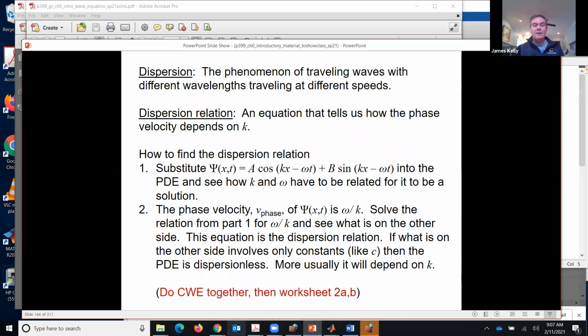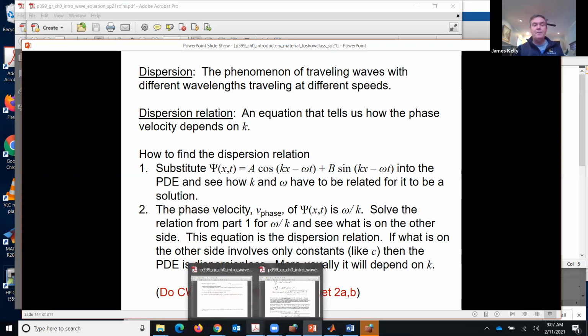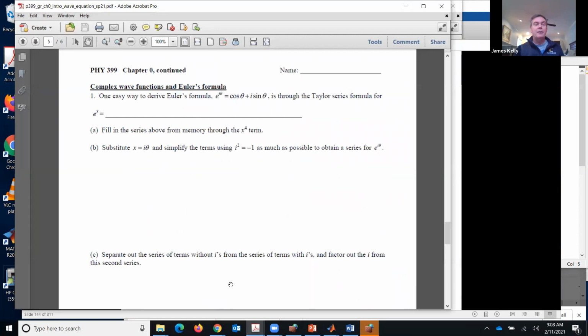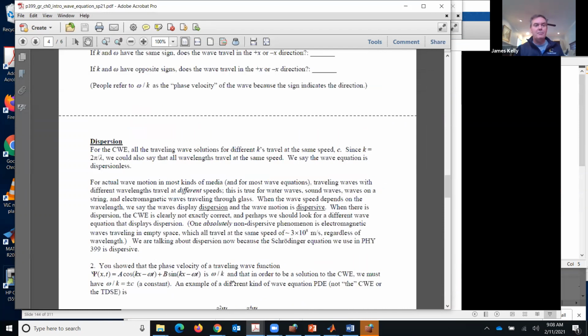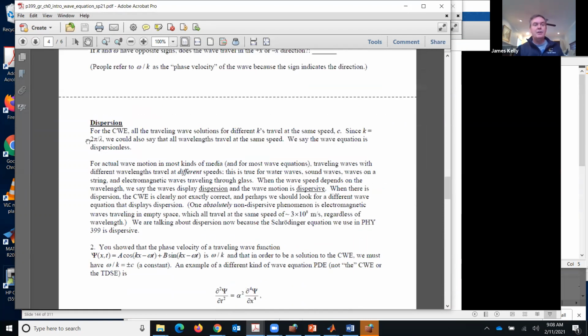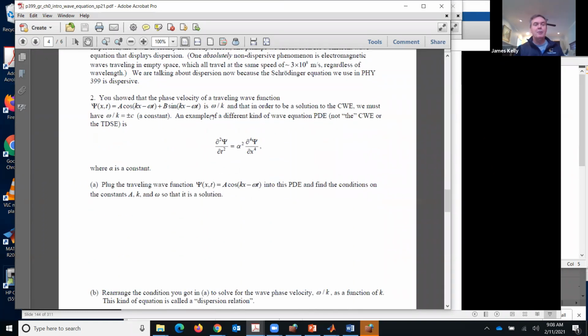And again, I'm hoping that you still have the email that I sent to you yesterday with that PDF of the worksheet that we were working our way through. And I'm looking at problem 2 here, which is under the heading of dispersion. There's a long preamble, and this is just talking about what dispersion means, but the problem starts down here. We showed that the phase velocity is omega over k. And here's a different wave equation.